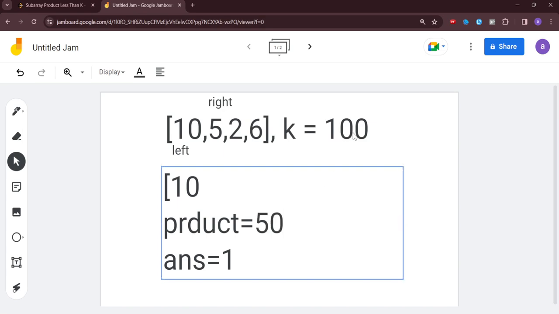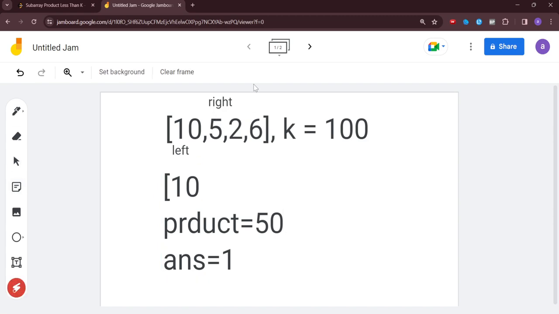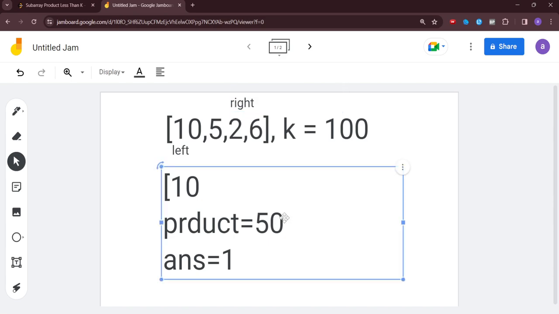So as it is less than k, we can consider all the subarrays which will end at this particular point. So it is going to be 1, which is this particular subarray, and then one more, we are going to consider this particular subarray, which is 10 and then 5. So that is one more. Now we'll try to move again. Right pointer to here, and now at this particular point the product is going to be 100. Now 100 is equal to k, which is not feasible for our solution.